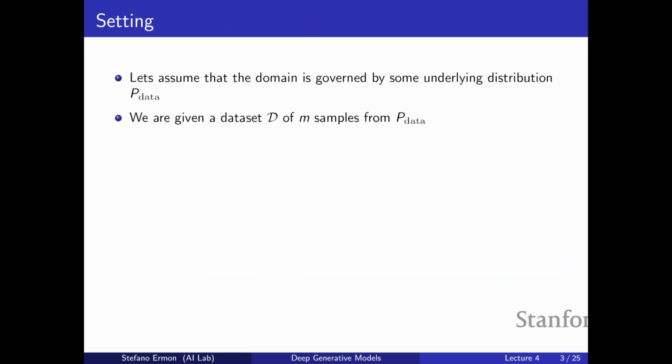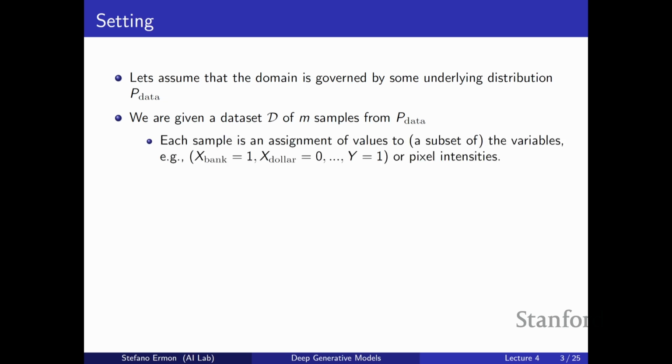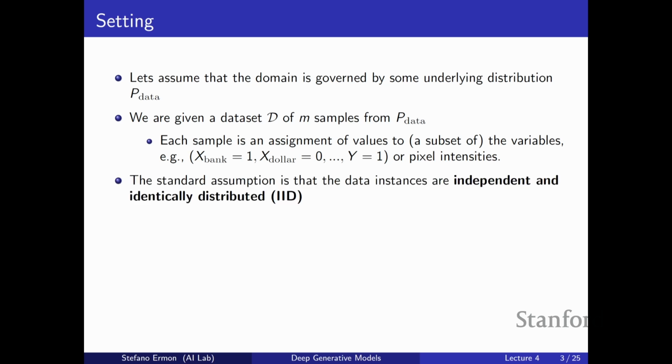The setting is one where we assume we're given a data set of samples from the data distribution. Each sample is an assignment to all the variables in the model. So it could be the pixel intensities, every pixel intensity in each image, which is the same as a standard classification problem where you might have features and label. You get to see the values of all the random variables. The assumption is that each data point is sampled from the same data distribution, so they are identically distributed, and they are independent of each other, which is a standard assumption in machine learning.